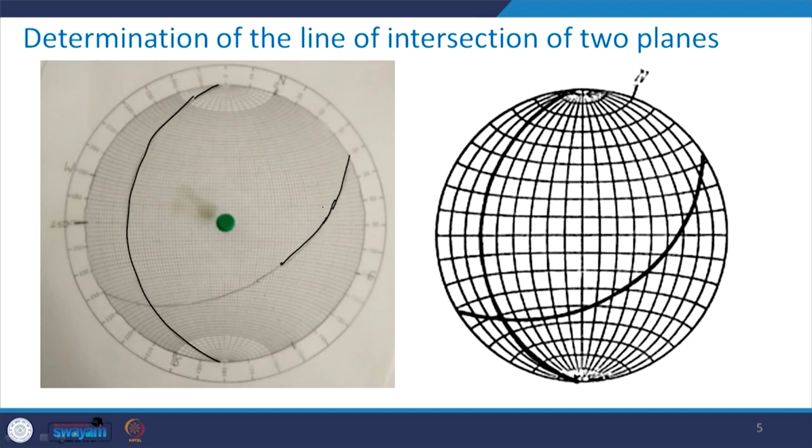So we have these two planes. This is how it will look. Here is your north, south, east and west. Keep track of this and keep that in mind. I am not rotating the stereo net. Its position is always here, like this is 0 and this is 180 degree. What I am rotating is only the tracing sheet.